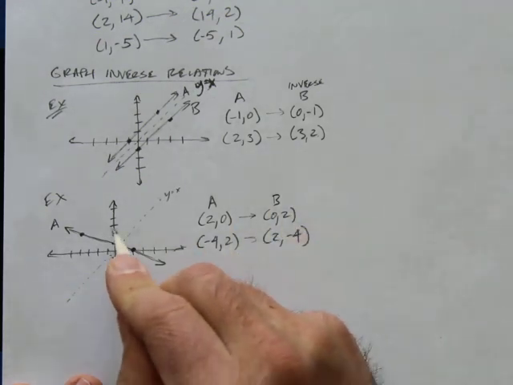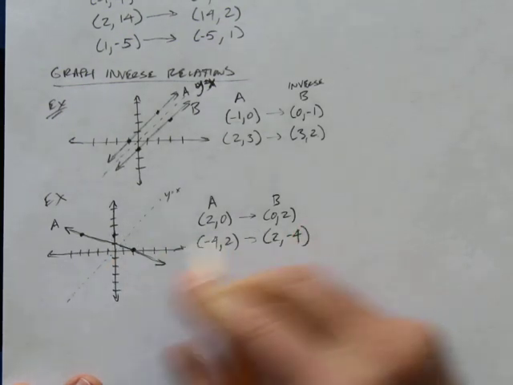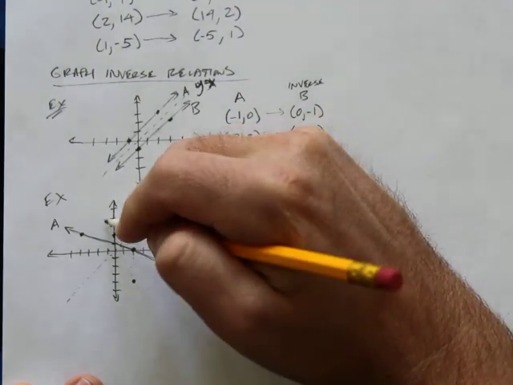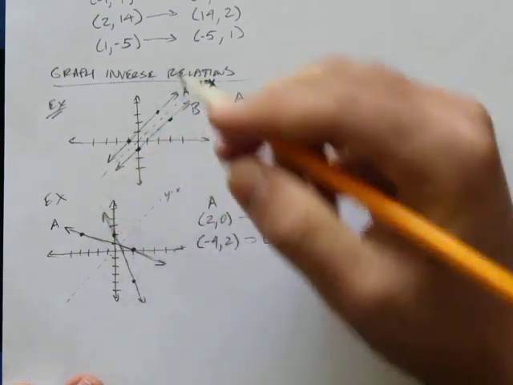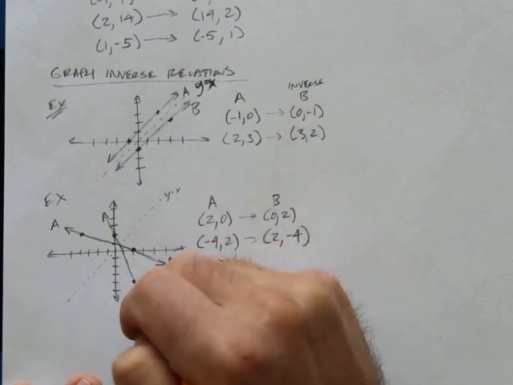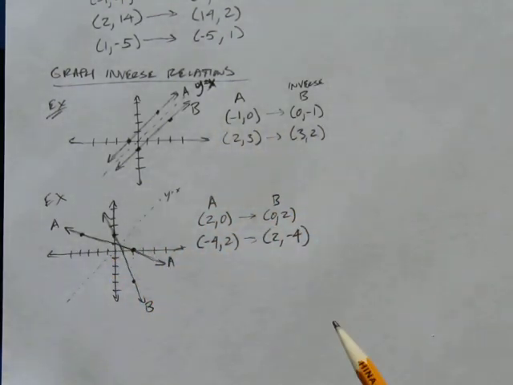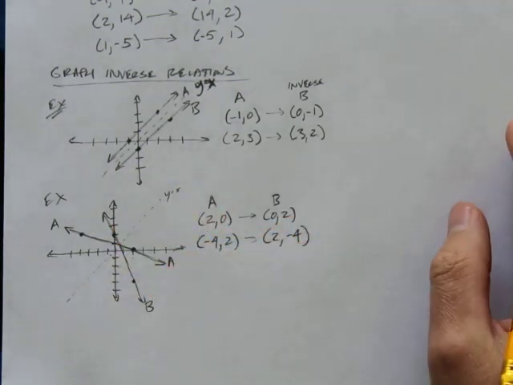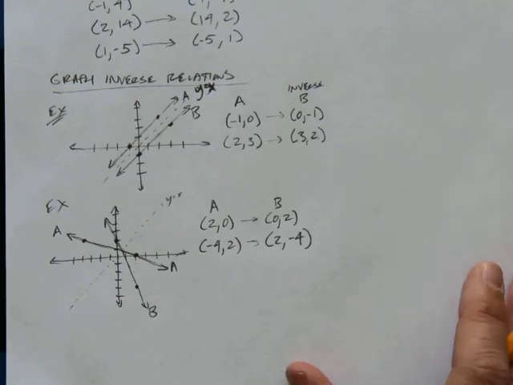So 0, 2, and then 2, -4. There it is. And then I'm going to draw this line. And this one was A and this one was B. So there it is, a mirror image across the y equals x line. All right, let's keep going.